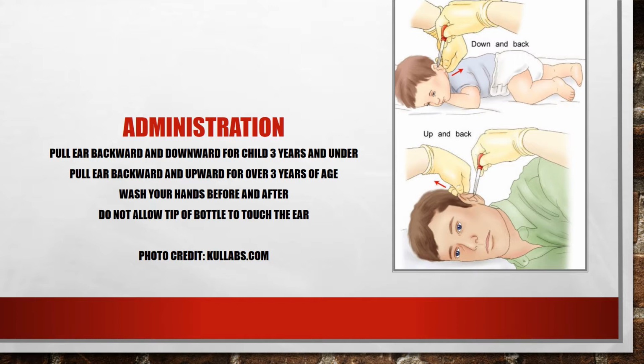The rule of thumb is pulling the ear backward and downward for a child 3 years and under, and for an adult or a person over 3 years of age, we want to pull the ear backward and upward, and this is what will be for Jay's case. So this is what we will want to teach the family member that's going to be administering his eardrops.